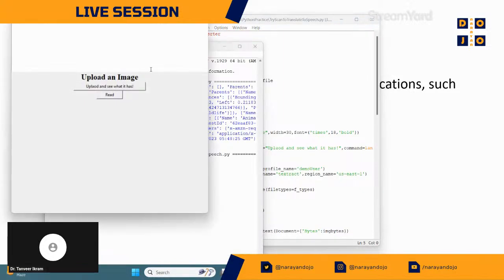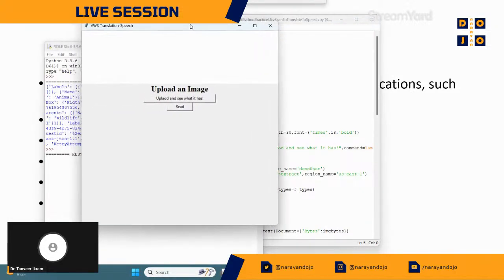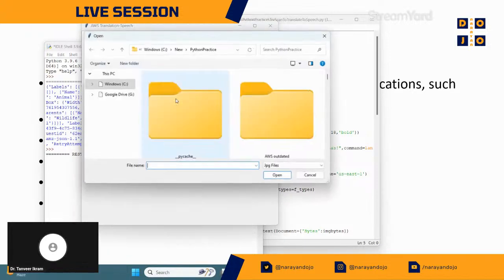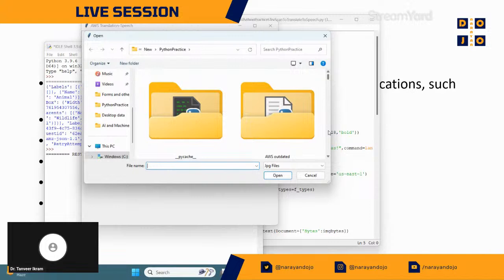Now this is a program which is using services of AWS. Upload and see what it has. Whatever you write by hand, the computer will be able to recognize, just like you can read anybody's copy and see who has written what. You can read the handwriting. Similarly, the computer can also read the handwriting. Okay, now let us see.